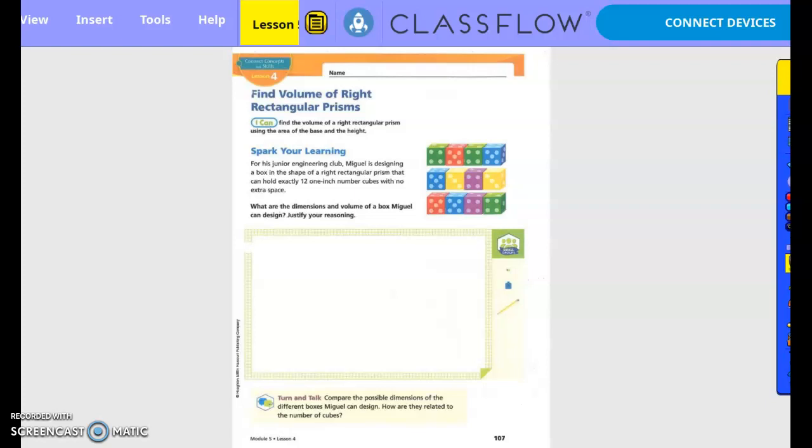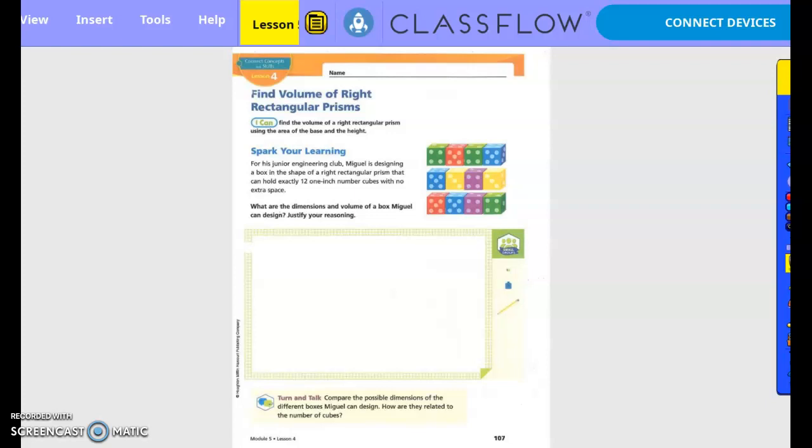Spark your learning. For his junior engineering club, Miguel is designing a box in the shape of a right rectangular prism that can hold exactly 12 1-inch number cubes with no extra space. What are the dimensions and the volume of a box Miguel can design?